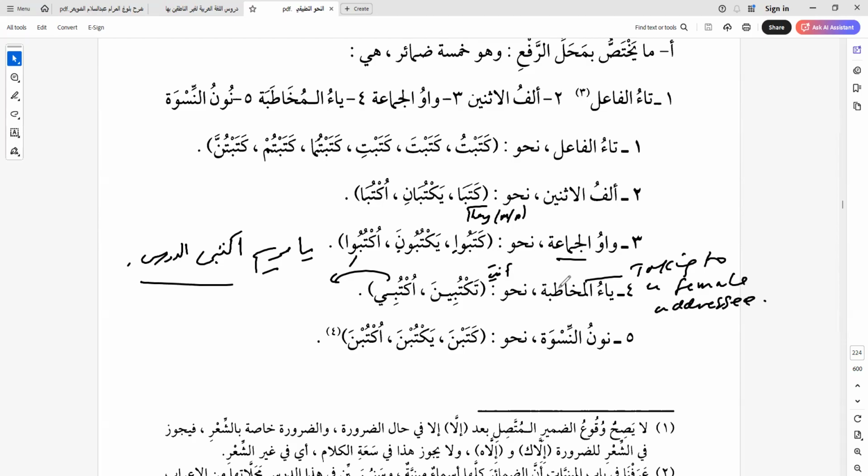Uktubi. So mukhataba. Remember, don't confuse mukhatab. Mukhatab is a male, and then mukhataba is a female. So ya'ul mukhataba is used to indicate that we are talking to a female, either taktubina or uktubi.